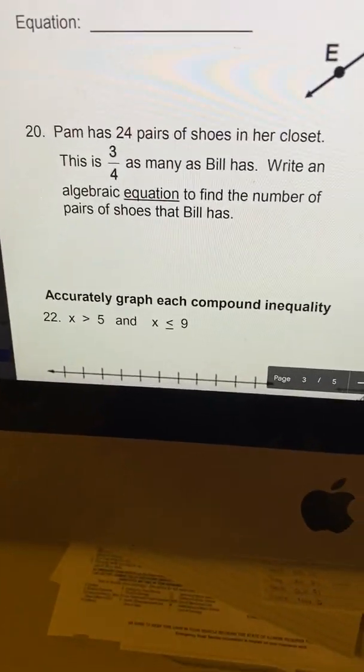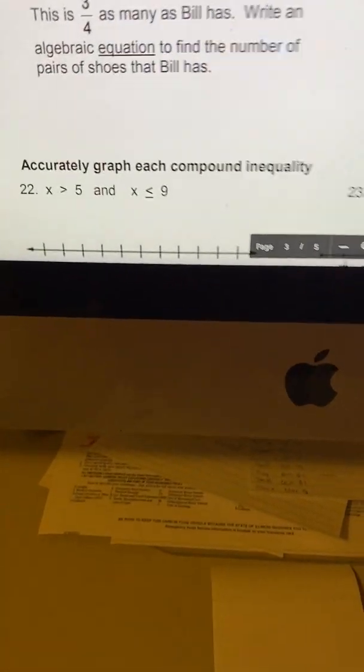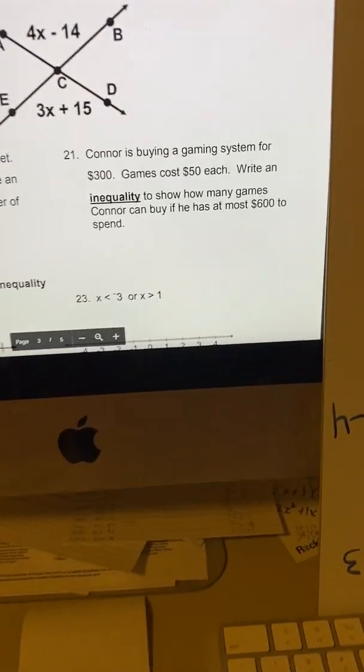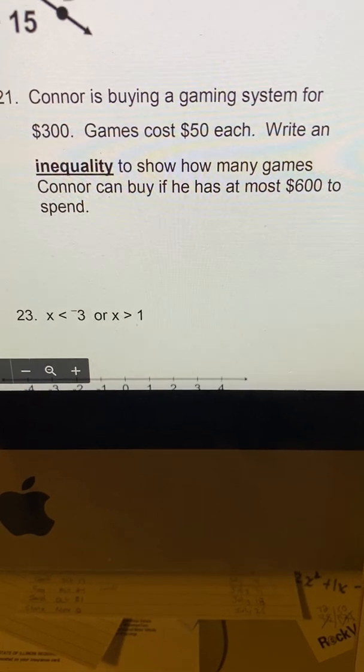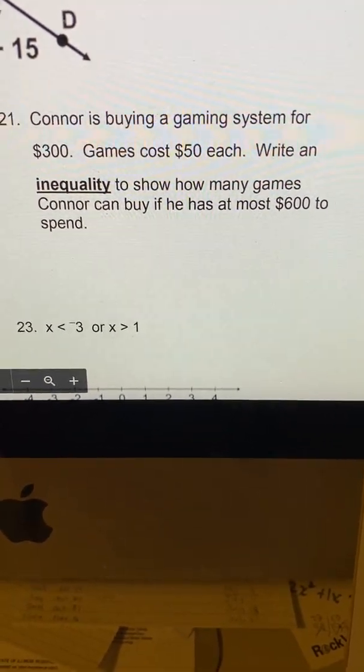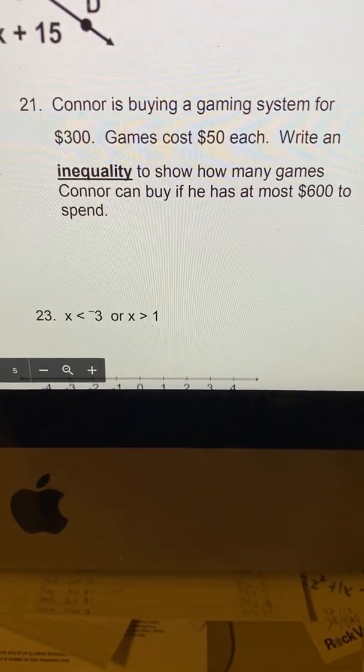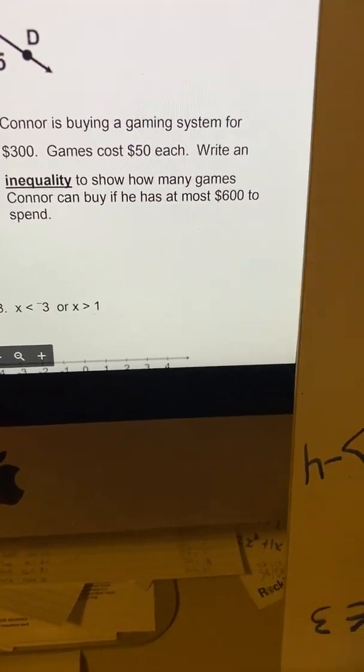Some of you figured out the answer. Don't need to. It asks for the equation for how many shoes Bill has. That's it. Same thing here. I don't care how many games that Connor can buy. It wants an equation to show how many games he can buy.